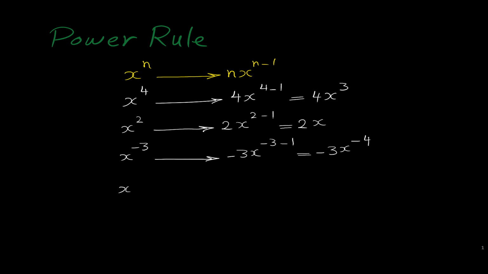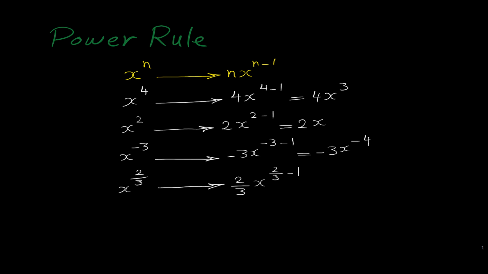Let me show you an example with a fraction power like x to the 2/3. To find the derivative of x to the 2/3, we bring the power 2/3 to the front of the term. So, we have 2/3 x to the 2/3 minus 1.